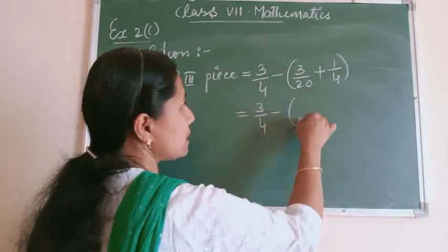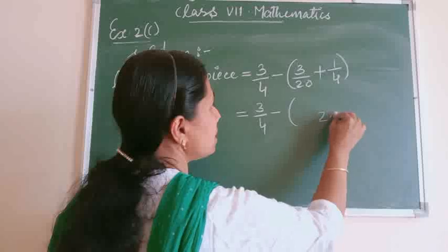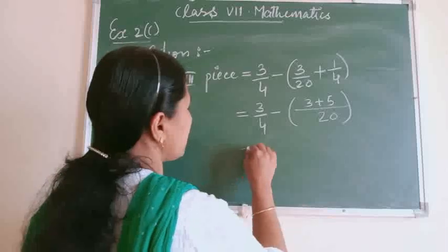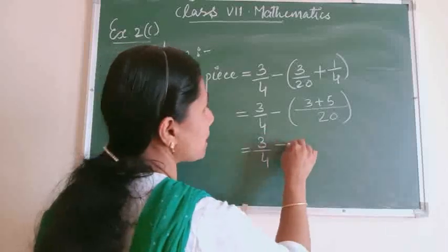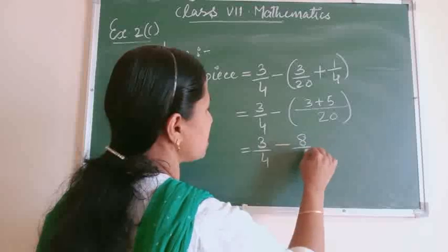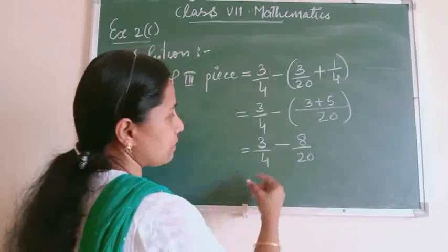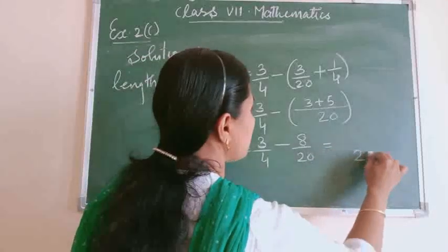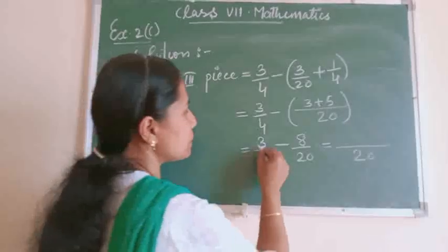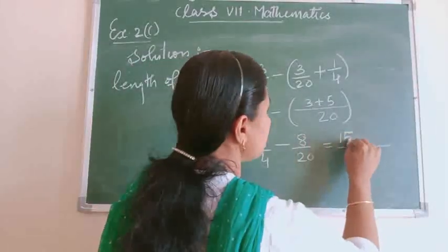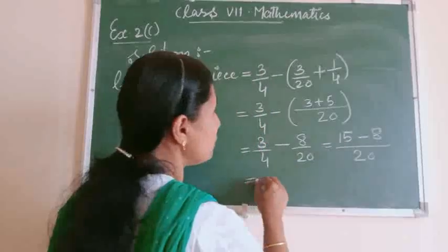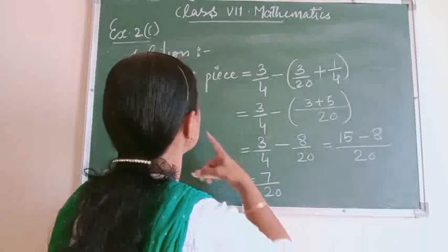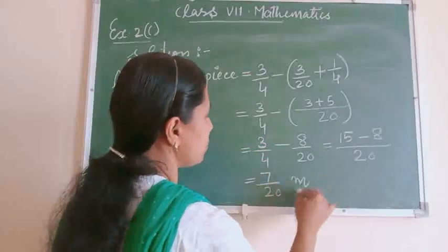So we are finding the LCM. 20 and 4 LCM is 20, and numerator 3 plus 5. Then 3/4 minus 8/20. Now we have to subtract this. Here also find the LCM of 4 and 20. LCM is 20, and we are changing the numerator: 4 5s are 20, so it is 15. 15 minus 8 is 7, and the denominator 20. So the length of the third piece is 7/20 meter.